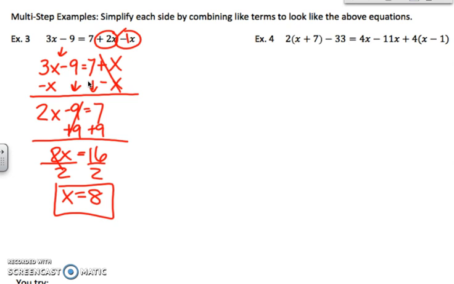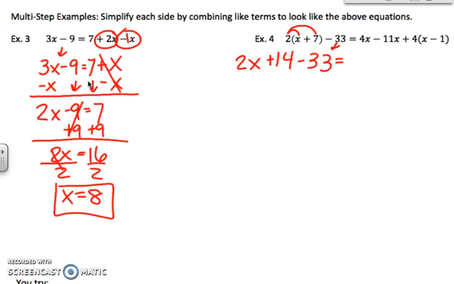All right. Example 4 looks so long and tricky and hard because it probably is. I see parentheses, so I have to distribute. So that's going to be the first thing I'm going to do on example 4. So multiply 2 times x and get 2x. Multiply 7 times 2 and get 14. Okay? After I've distributed, that means I need to bring down everything. So I need to bring down that -33.